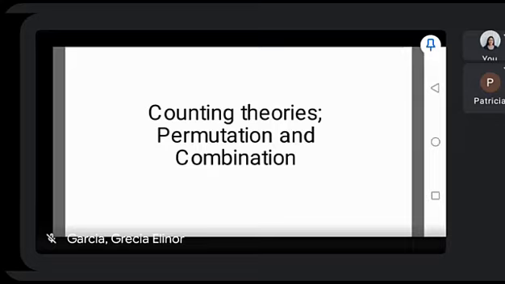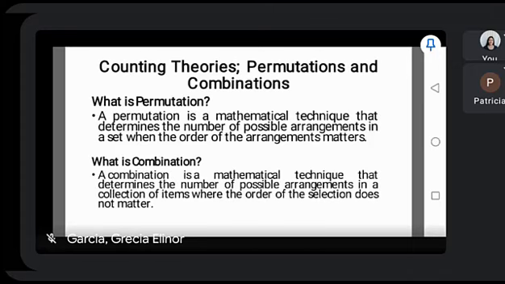I am going to discuss counting theories, permutations, and combinations. First, let's define what permutation and combination are. What is permutation? A permutation is a mathematical technique that determines the number of possible arrangements in a set when the order of the arrangement matters. What is combination? A combination is a mathematical technique that determines the number of possible arrangements in a collection of items where the order of the selection does not matter.